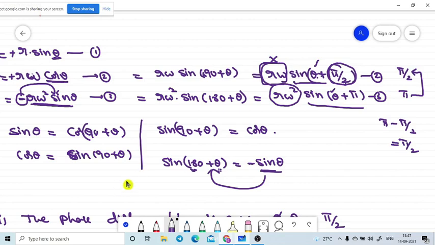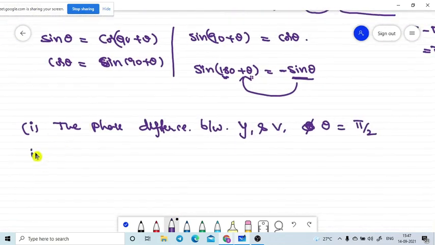So what is the second conclusion here? The second conclusion is that the phase difference between the velocity and acceleration is theta equal to pi by 2 only.